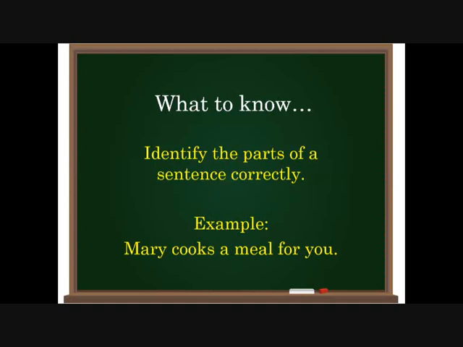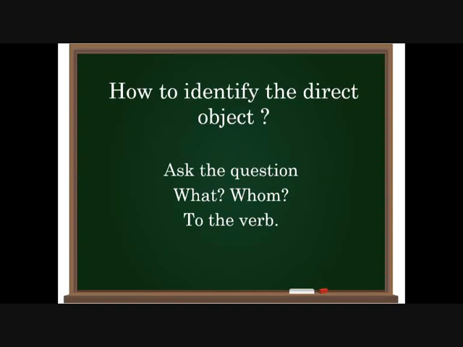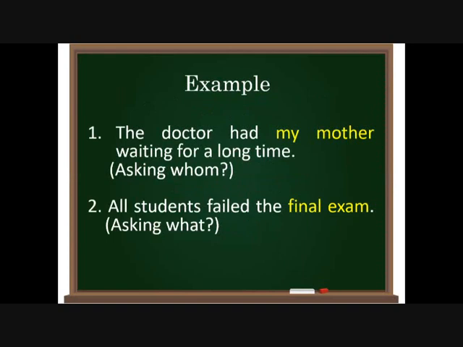So we are going to check now how to identify the direct object. If we ask the question what or whom, that is going to be the best way to ask the verb what the direct object is. Talking about this, we are going to check the following example. If we ask the verb the question what, or the question whom, we may be getting our answer from the direct object.